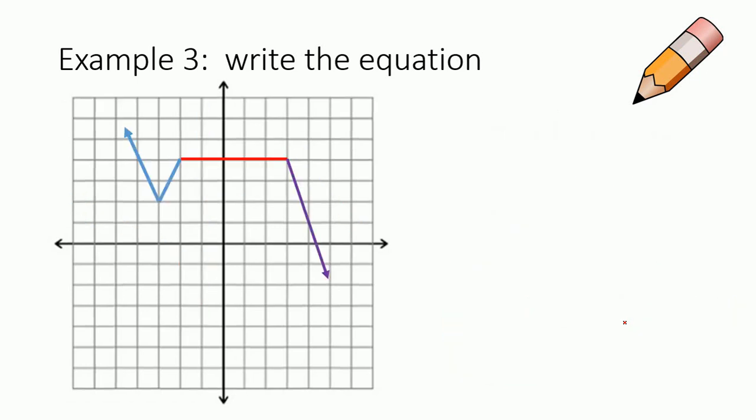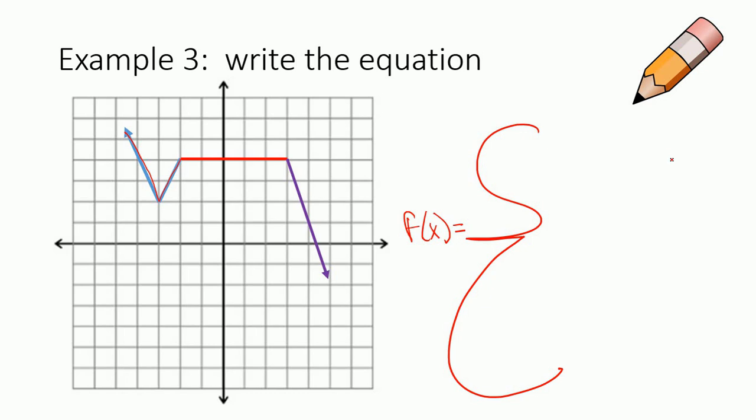Now, looks like we have 3 pieces on here. You can see this as 4, but I recommend seeing this as 3 pieces. So we got this v here, absolute value function. We have a constant function, and then we have a linear function. So we got to write our f of x equals big curly brace, and it looks like we need 3 ifs again. There we go.